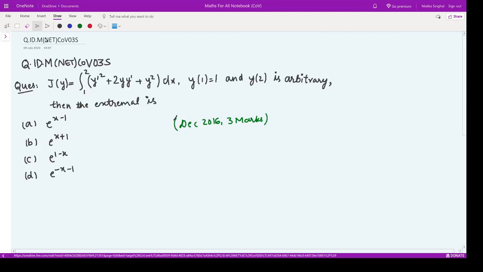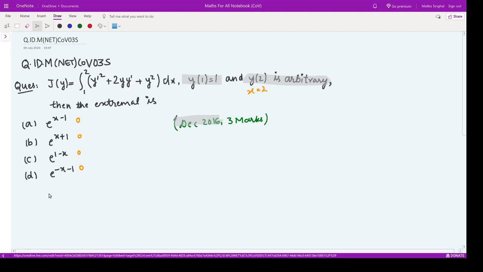In this video, we are going to solve a question from December 2016 consisting of 3 marks. The question is, J of y is given to be the integration from 1 to 2 of y dash square plus 2y dash y plus y square dx, where y at 1 is given to be 1 and y at 2 is arbitrary. That is, it can take any value where x is specified to be 2. Then what is the extremal among these four? So let us get started.